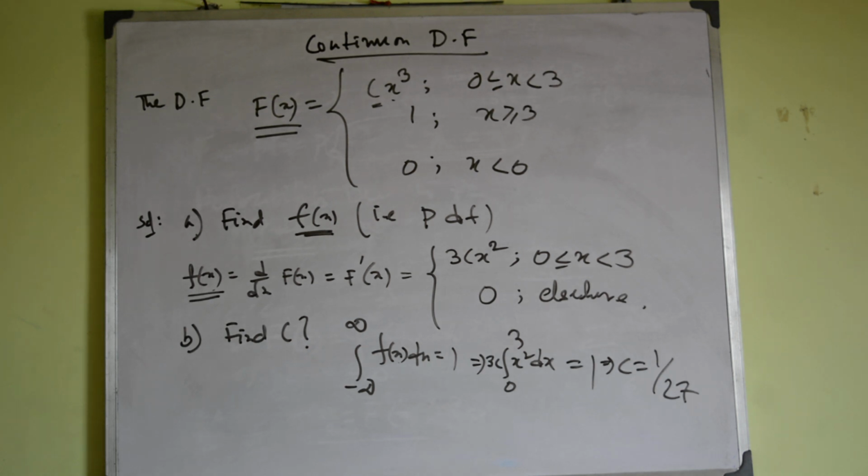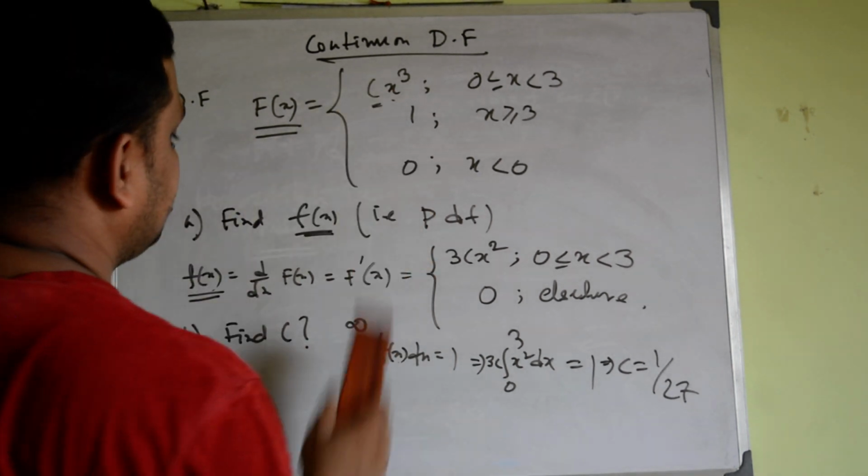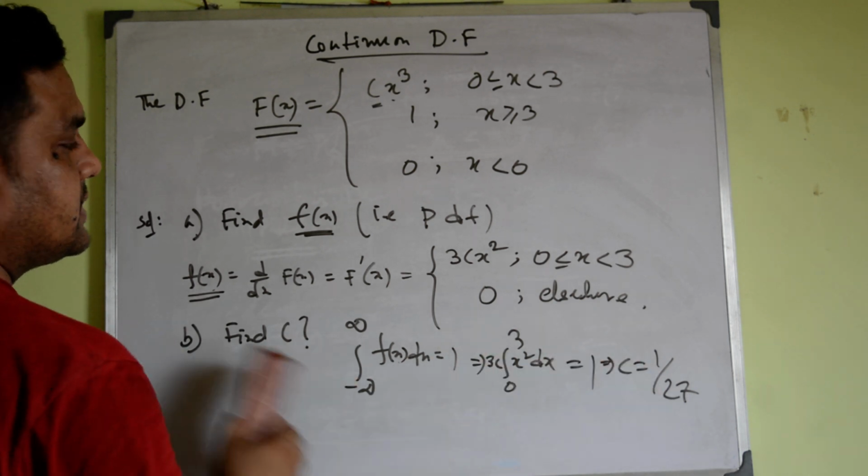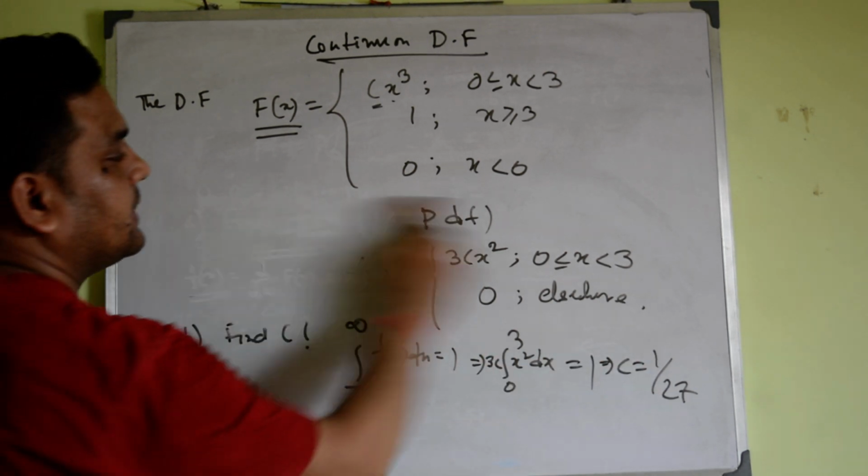So when the distribution function is given, first you need to transform it into a density function to apply the property that the integral from minus infinity to plus infinity of f(x) dx is equal to 1. Then you can apply the usual tricks. Find the value of c. So you know the formula. Then c is equal to 1 by 27.